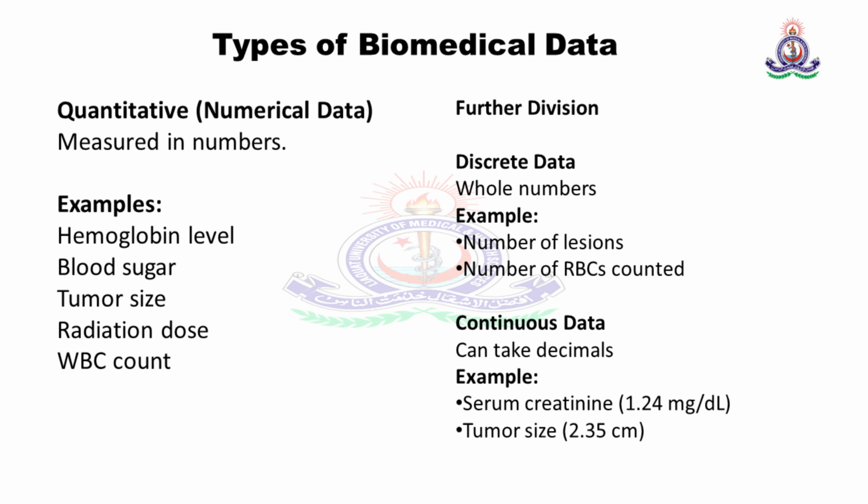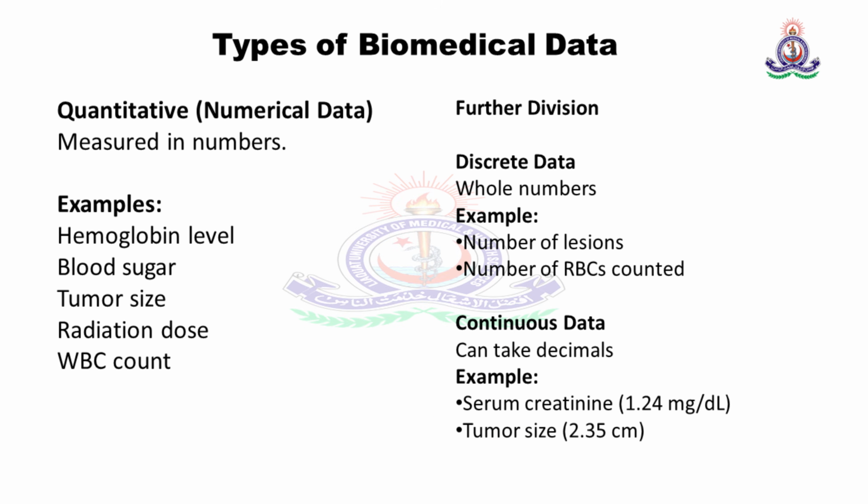Discrete data are whole numbers. You cannot have 2.3 lesions. It's 2 or 3. Number of RBCs counted, whole numbers. Continuous data can take decimals. Serum creatinine 1.24 milligram per deciliter. Tumor size 2.35 centimeter. This matters because different statistical tests are used for discrete versus continuous data.